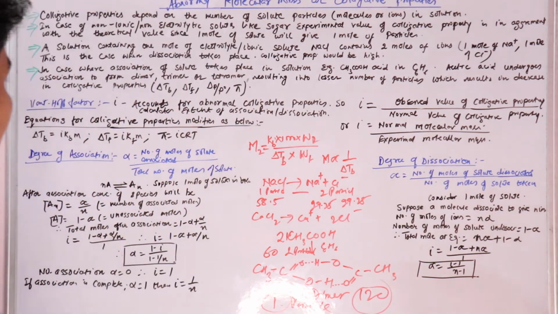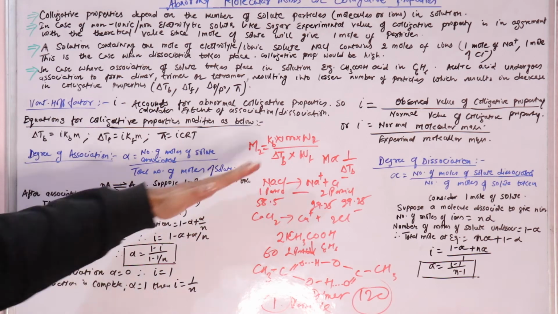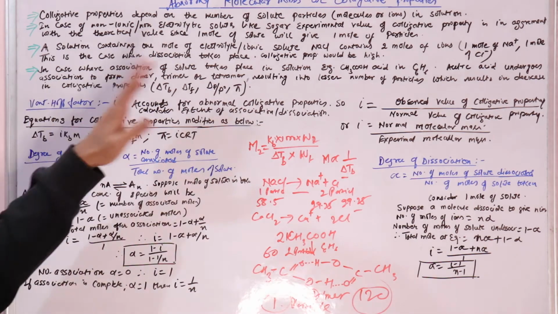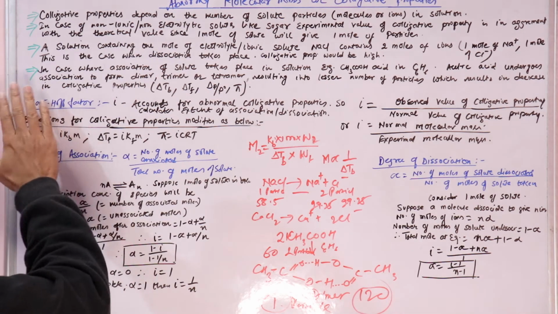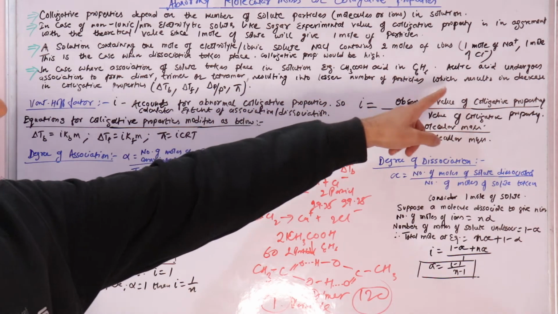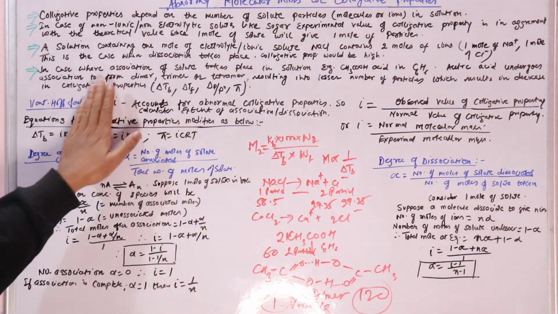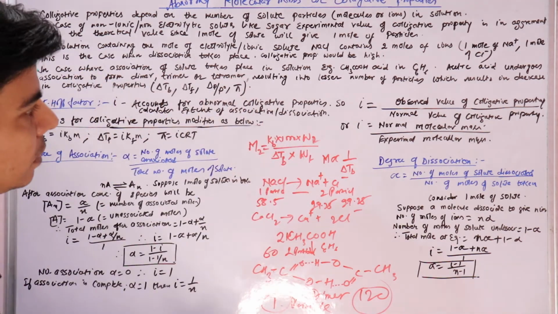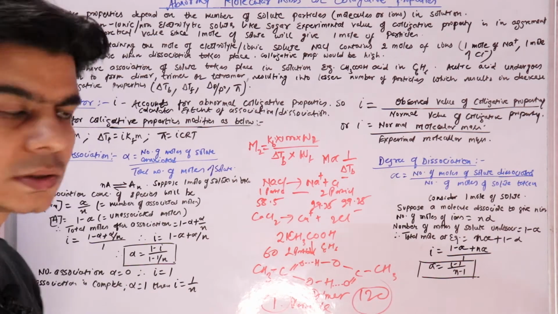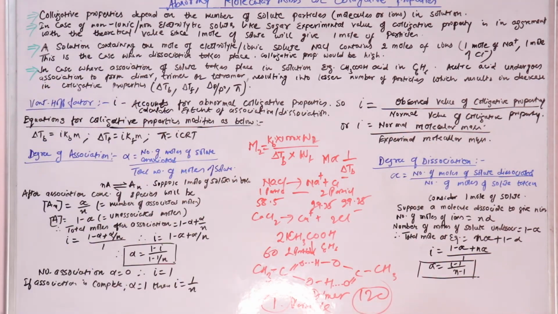Now let's just read. We have just taken down all this that I have explained here. You can just take down notes from here. In case where the association of solute takes place in solution, example acetic acid in benzene, acetic acid undergoes association, right, like this, to form dimer, trimer, tetramer, resulting into lesser number of particles, right, which results in decrease in colligative properties, right?